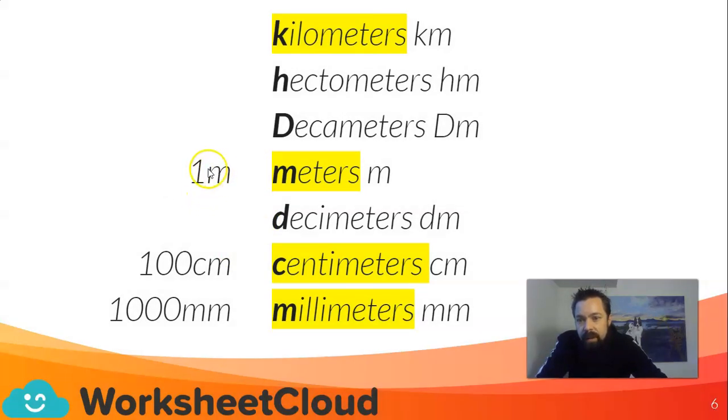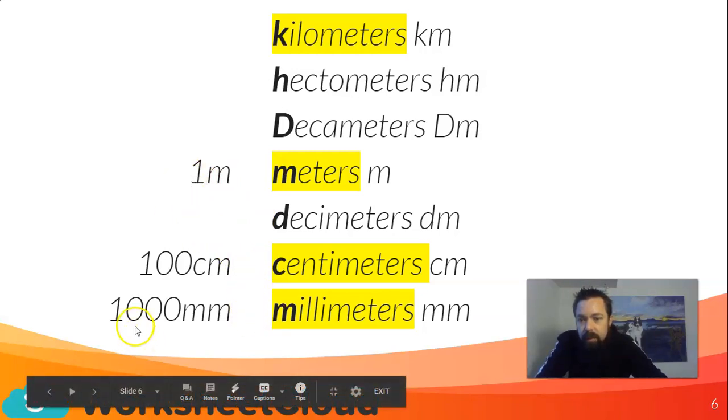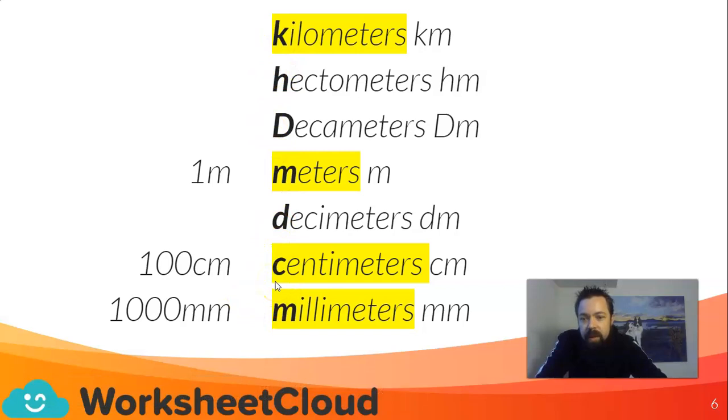So let's have a look at that. I had 1 meter, I went 2 levels down to centimeters, and I put 2 zeros on the end. Or if I wanted to know how many millimeters in a meter, well, that's 1, 2, 3 levels, so I'm going to put 1, 2, 3 zeros on. So you can see how we need to know the other ones, otherwise we will struggle.